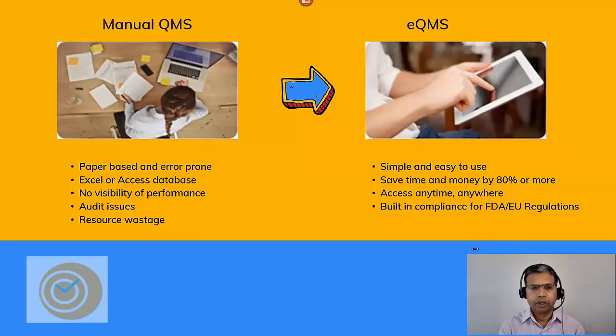So as I mentioned, if you're using a manual QMS system, it is error prone and you won't have visibility regarding the performance and you may run into audit issues. It may be taking a lot of your valuable time. With electronic systems, you can access your quality management system anytime, anywhere that is connected to the internet. And also you can get a software that's validated and complies with the FDA and European regulations.